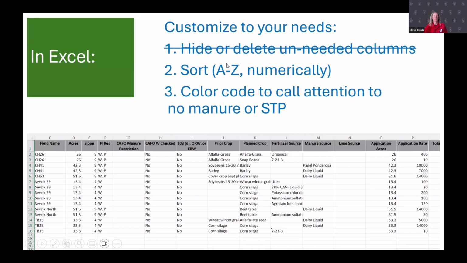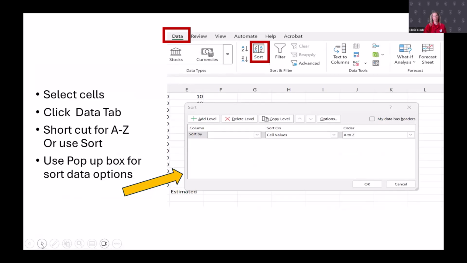Then the next thing is, is there any type of sorting that you want to do? And this can be all over the board of what you may want to be able to provide. Are you going to sort it by the field name? Are you going to sort it by the ones that get the most manure first? Types of things. So in order to do that in Excel, you will look for this data tab. And then you're going to want to select some of the cells that you want to do. So a lot of times I just click the topmost left area and have it select everything.